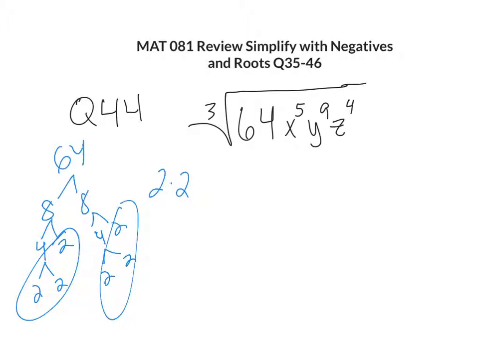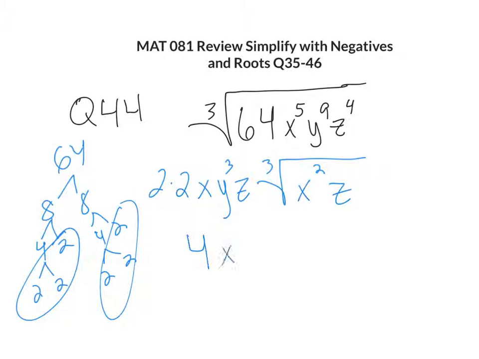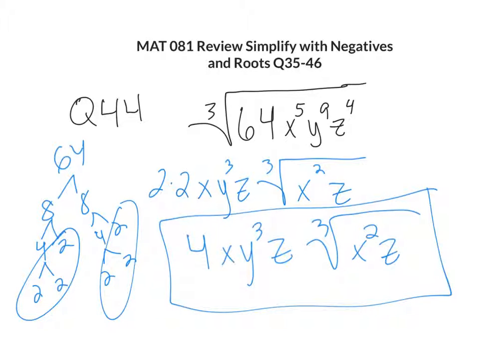And then we're looking for groups of 3. How many groups of 3 for x to the 5th? That will be 1, but you will have 2 left on the inside that weren't used. How many groups of 3 in y to the 9th? There will be 3 with none left over. And z to the 4th, that's 1 group of 3 with 1 left on the inside. I'm going to simplify this a bit further by multiplying out 2 times 2, which is 4. This would be your final answer.